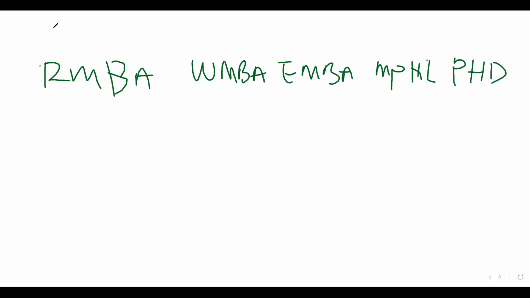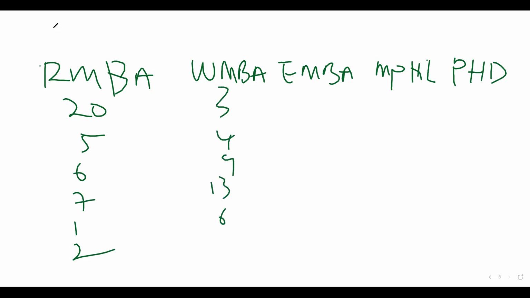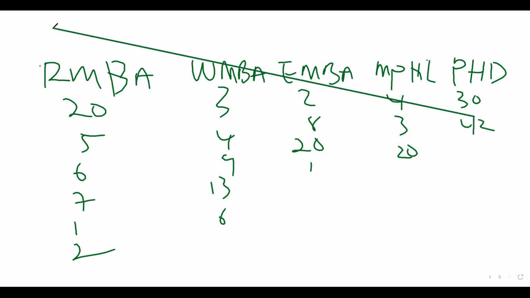And you have different incomes now, and all of these are in thousands. 5, 6, 7, 1, 2. Okay, 3, 4, 9, 13, 6, 2, 8, 20, 1, 4, 3, 2. And then 3.